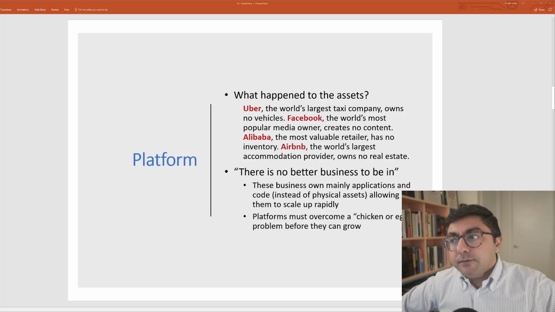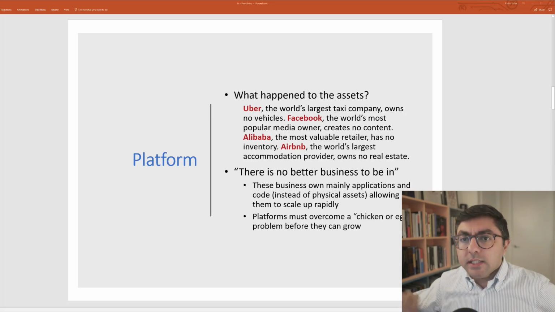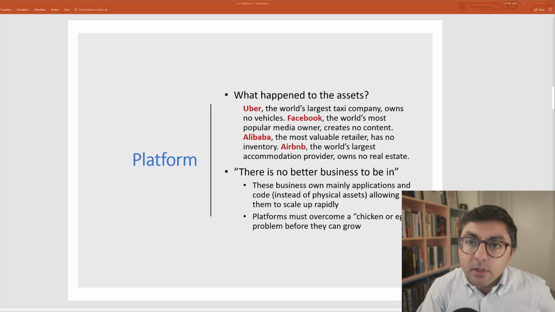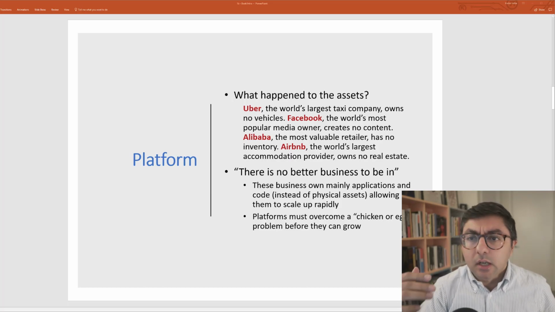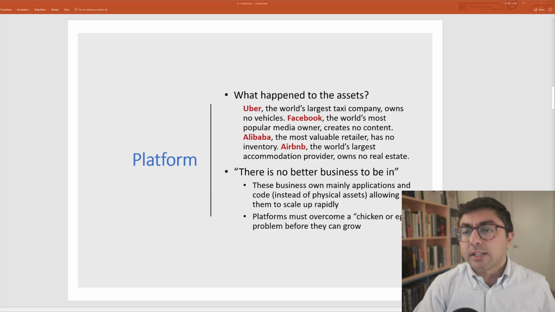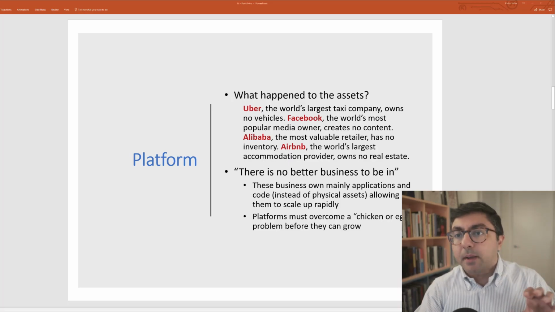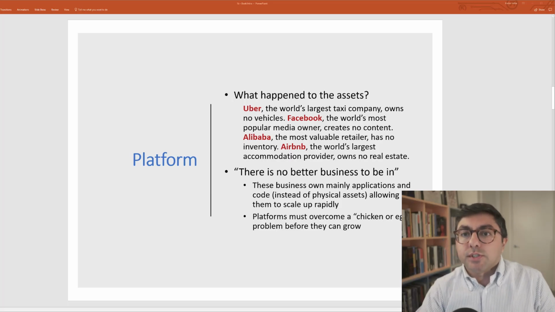So when we talk about platforms, we're talking about a lot of different examples of companies. So Uber, the world's largest taxi company, owns no vehicles. Facebook, the world's largest, most popular media owner, doesn't create much, if any, content on their own. Instead, the users create content. Alibaba, the world's most valuable retailer, has no inventory. Instead, they have a network of sellers that sell goods to users that also use the platform, right? Airbnb, the world's largest accommodation provider, owns no real estate.